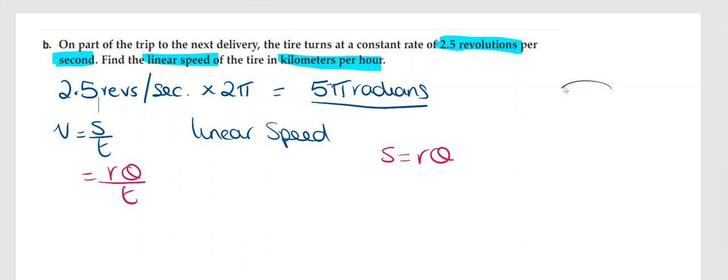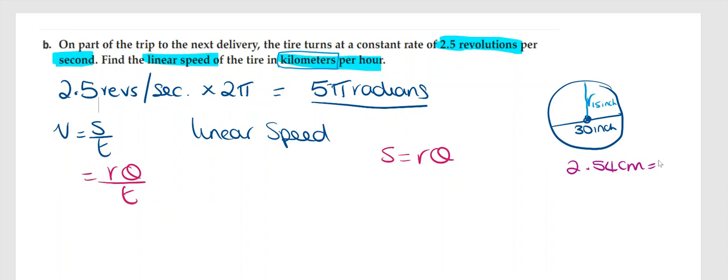Now our tyre has a diameter in inches. This was 30 inches. So for our radius, we divide by 2. Not very straight, unfortunately. Let's try one more time. So our radius is 15 inches, but we need it in centimeters because we need to convert to kilometers. So the conversion factor is 2.54 centimeters is 1 inch. Therefore 15 inches will be 38.1 centimeters.